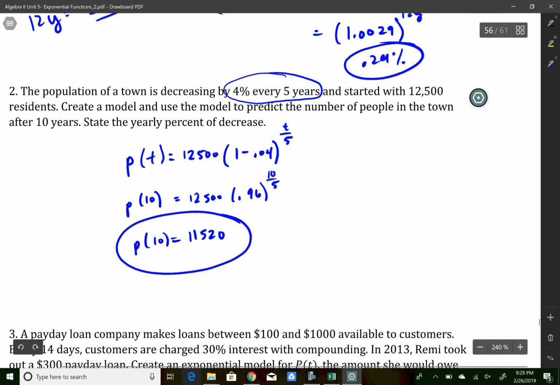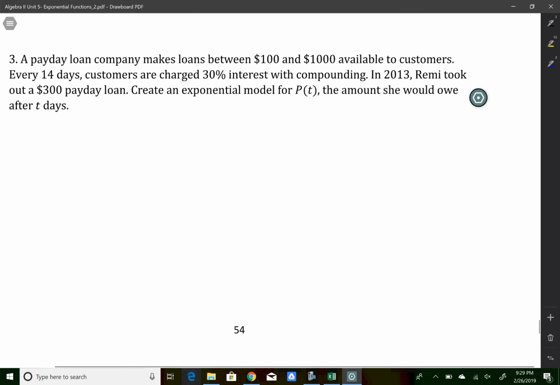All right. Number 3, a payday loan company takes a loan of $100 to $1,000 available to customers. Every 14 days, customers are charged 30% interest, compounding. In 2013, Rummy took out a $300 payday loan. Create an exponential model for P of T to show the amount they would owe after T days.